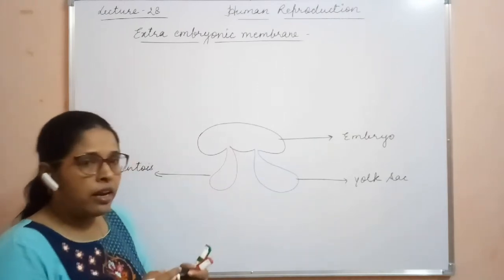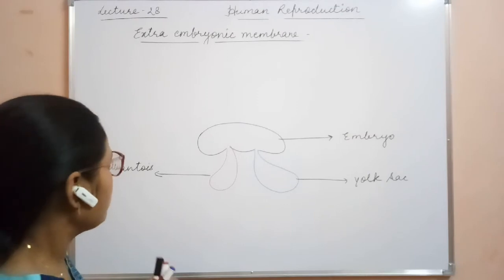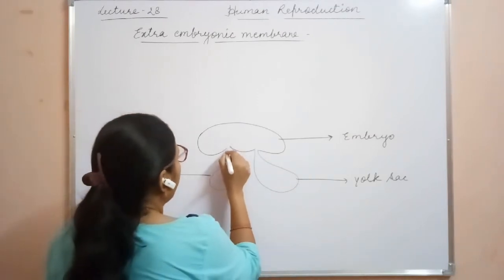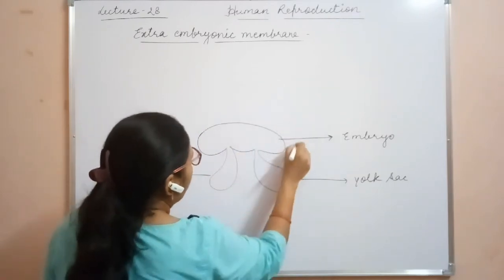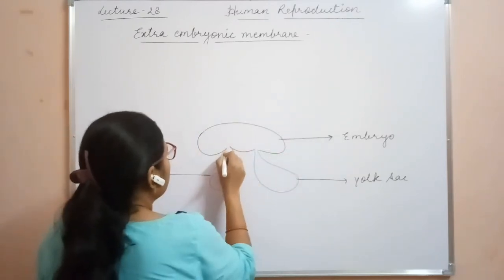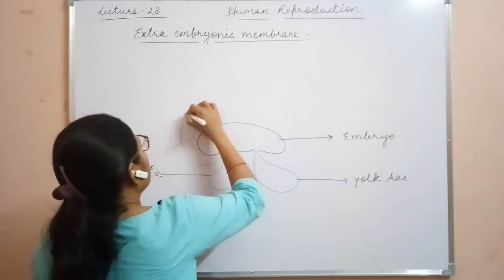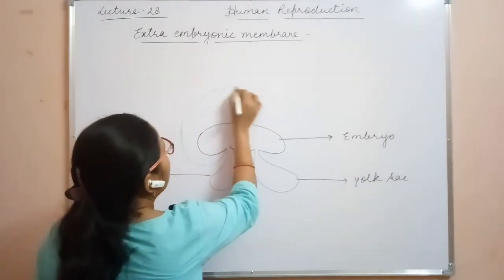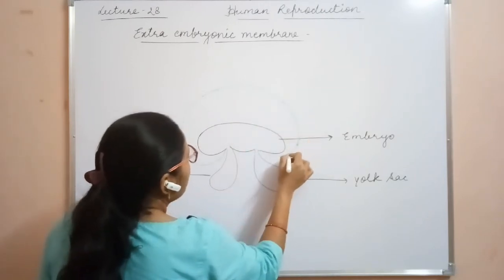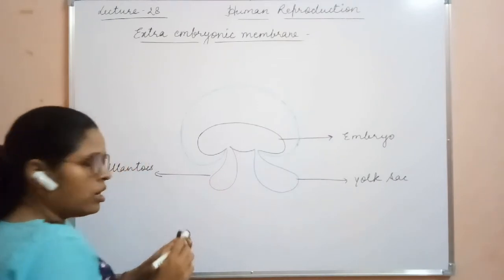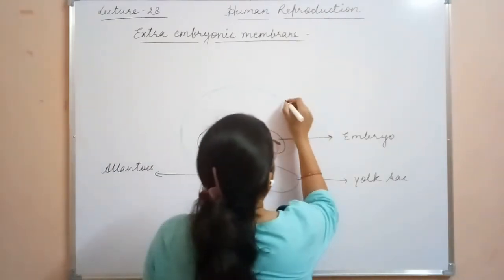The third membrane is here. This is the third membrane which surrounds the embryo. This green colored membrane is the third membrane, and this membrane is called the amnion. Clear? This is the amniotic membrane.